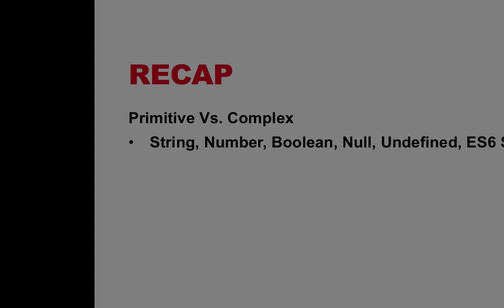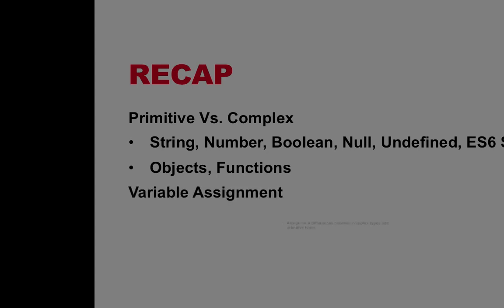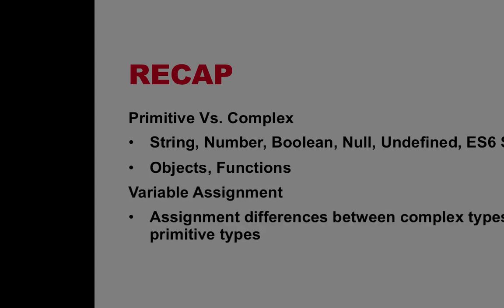So, recap on the lecture. That's pretty much all there is to it, really. We have primitive versus complex. That's what we talked about: which data values are primitive, which are complex. You have strings, numbers, booleans, null, undefined, and symbols for primitive, and then you have objects and functions for complex. Then variable assignment, the assignment differences between complex types and primitive types. When you're assigning primitive types, once again, you're making a copy of the actual value. When you're assigning complex types, you're assigning the reference.